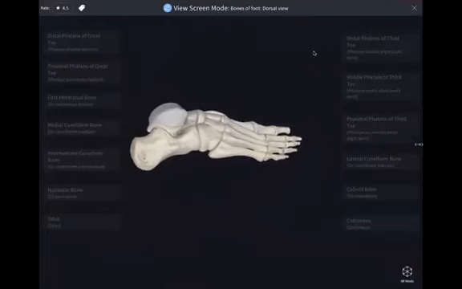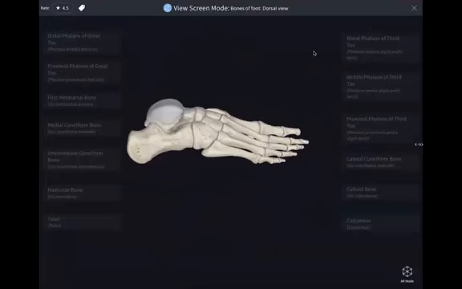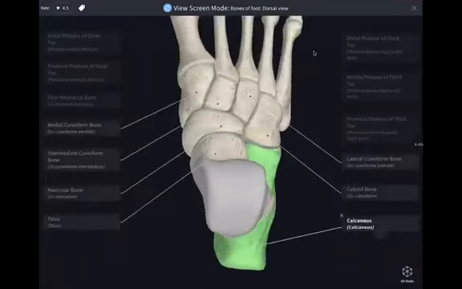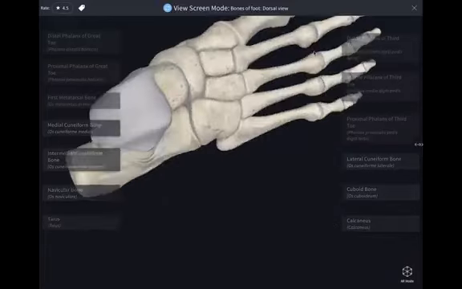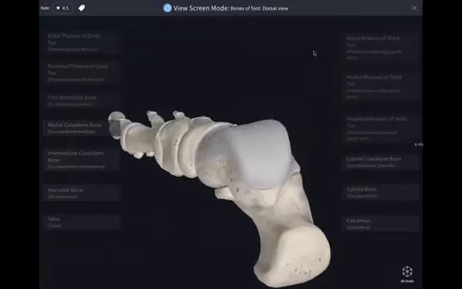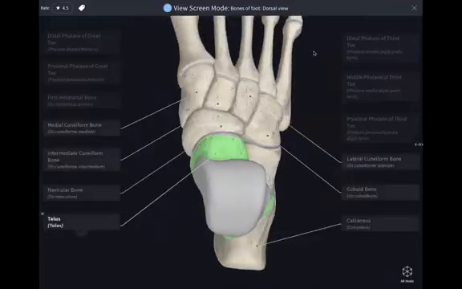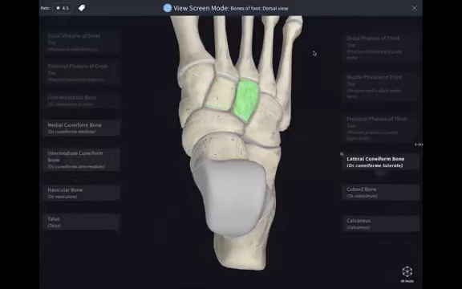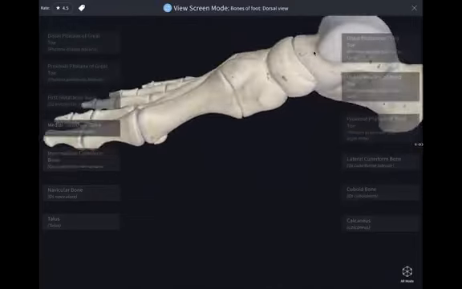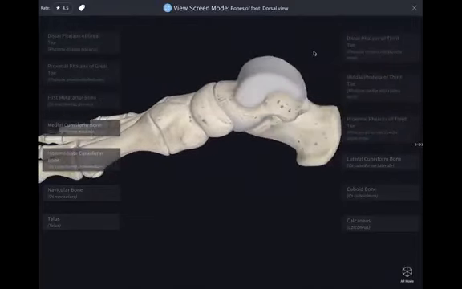Okay. So in the very first place, you have to know the name of the bones. So this is the calcaneus. Then you have the talus. This is the talus. Then this is the navicular, cuboid, medial cuneiform, intermediate cuneiform, lateral cuneiform. Okay, so these are the bones of the foot you have to know.